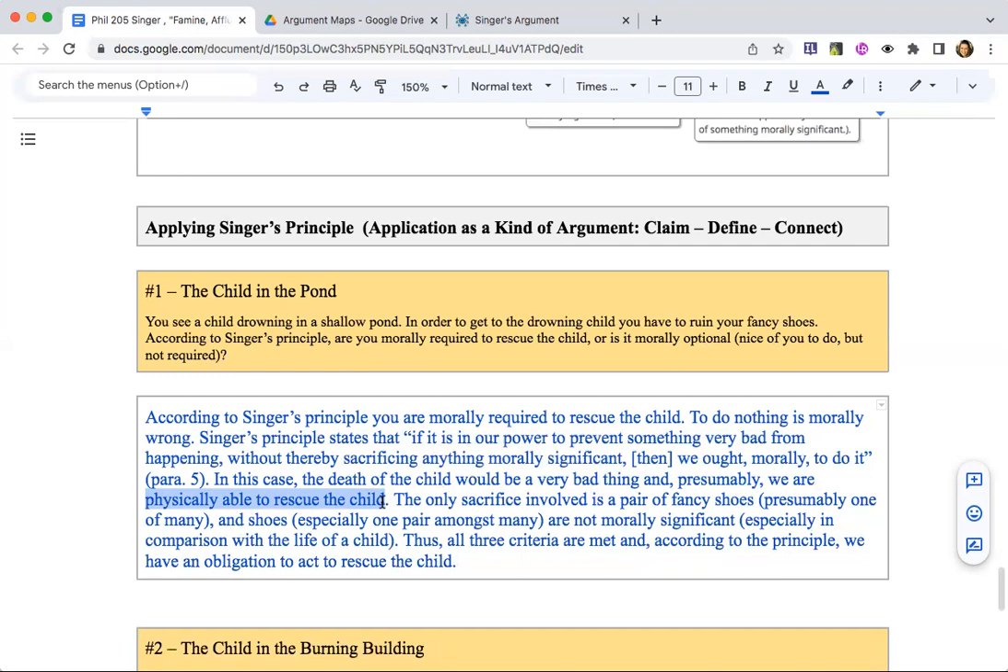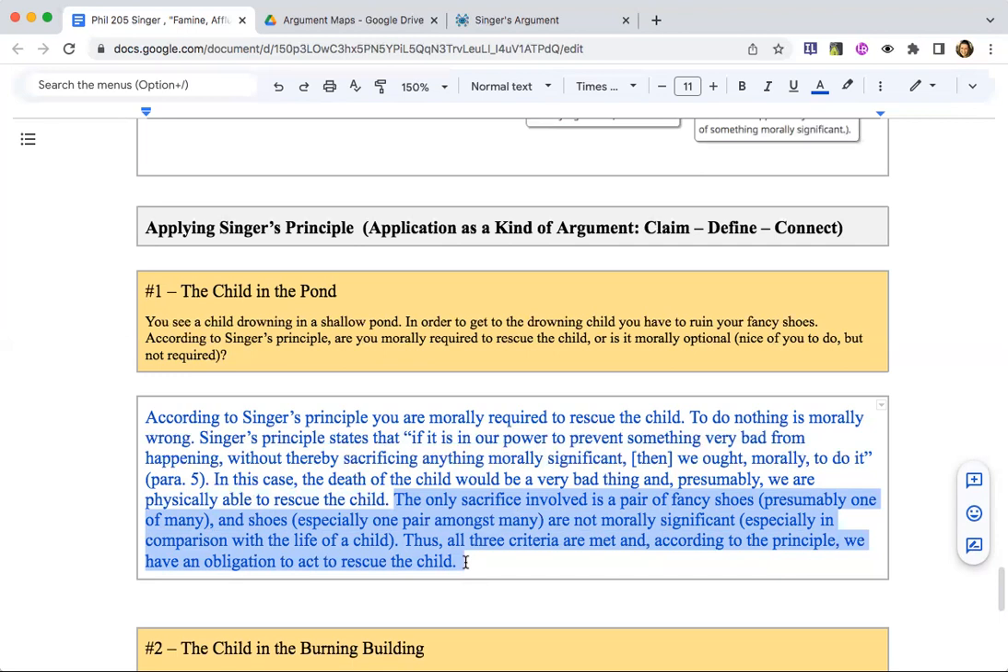So as long as that's met, all you have to do is like bend over and grab the child. It's clear you will be effective. So the harder thing to defend here is, and not hard, just more complex, is what is the sacrifice?